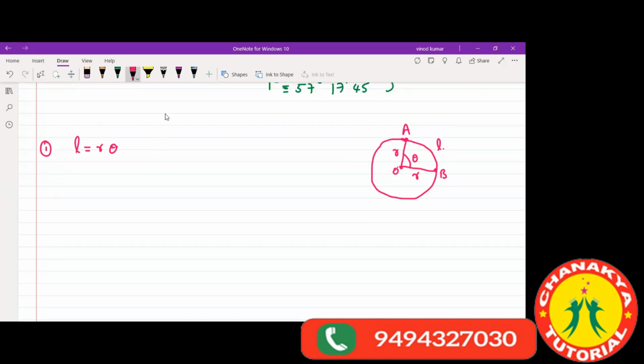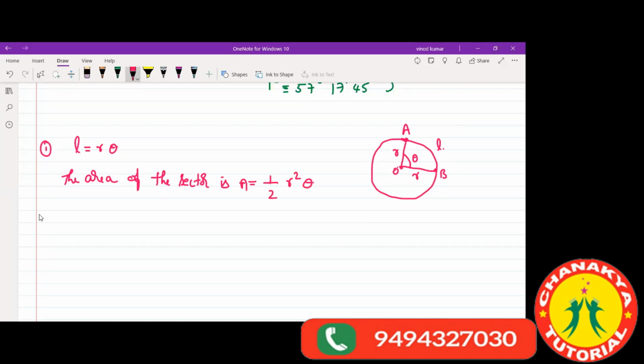Now the area of this sector is A equals half r squared theta, that is, 1 by 2 r square into theta.